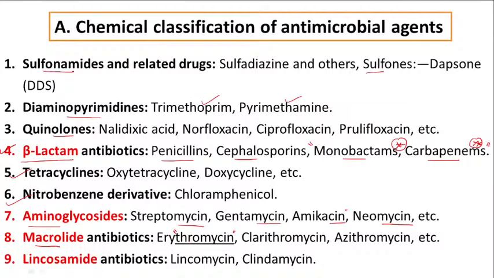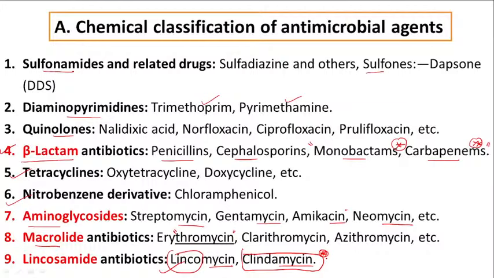Lincosamide, we have only two drugs here. They also have the mycin, but only two agents. One is easy because the name has linco, so lincomycin, and the other is clindamycin. So this is one important question that can be asked. Those that differ from the category are important for us, as they have the most probability of being asked.